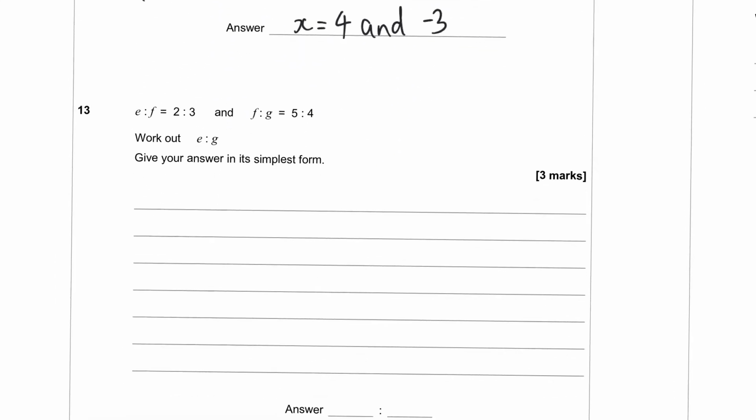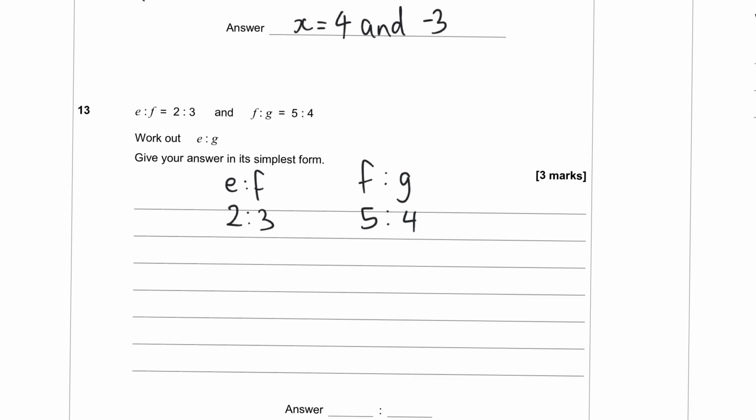Right. So moving on to question 13, we've got a bit of ratios going on. So we're basically trying to work out the ratio of e to g. So we know from e to f, we've got a 2 to 3 ratio. But we know from f to g, we've got a 5 to 4 ratio, which is quite interesting.